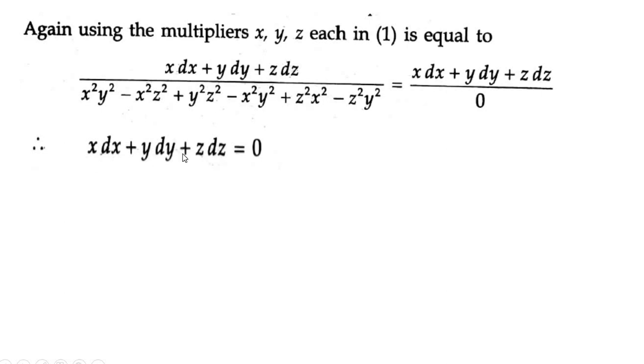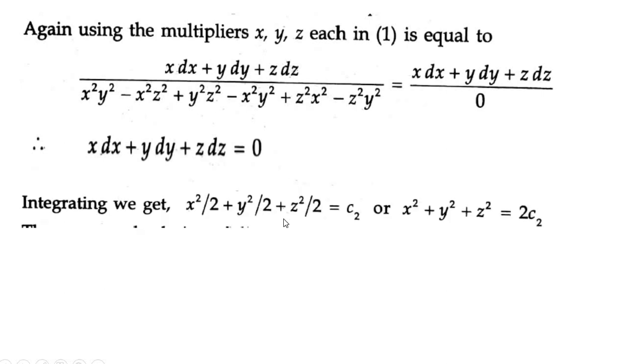Therefore x dx plus y dy plus z dz equal to 0. So on integrating this, you get x²/2 plus y²/2 plus z²/2 equal to c2.